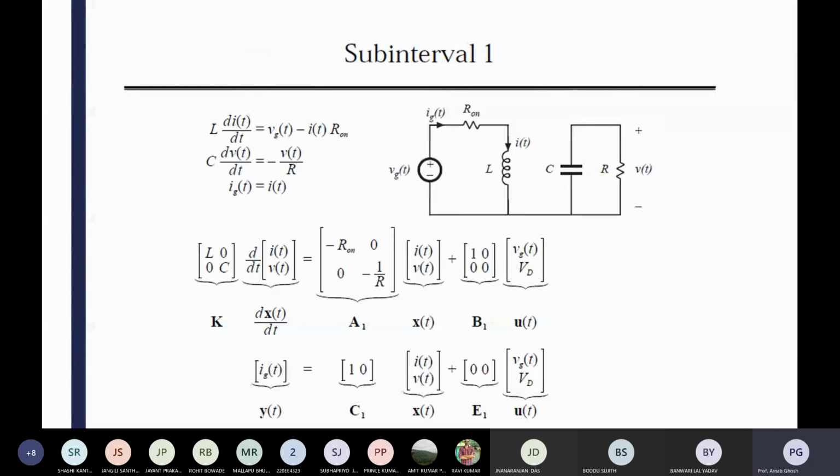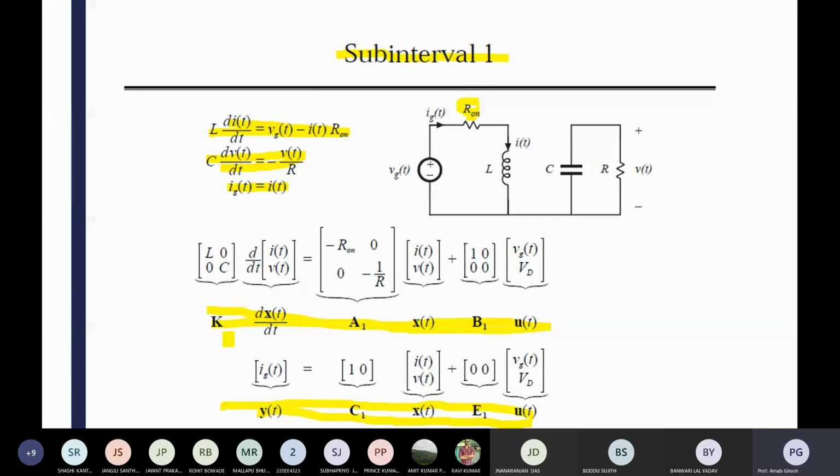Now again the same equation. Sub interval 1: when the switch is on, Ron, the MOSFET on resistance, will be in your consideration. So here are the state equations. We have written the state equations and current expressions, and then expressed them in the form of matrices. So that's your generalized equations, you will get that value, and it is your output equation. That is your state equations in generalized form.